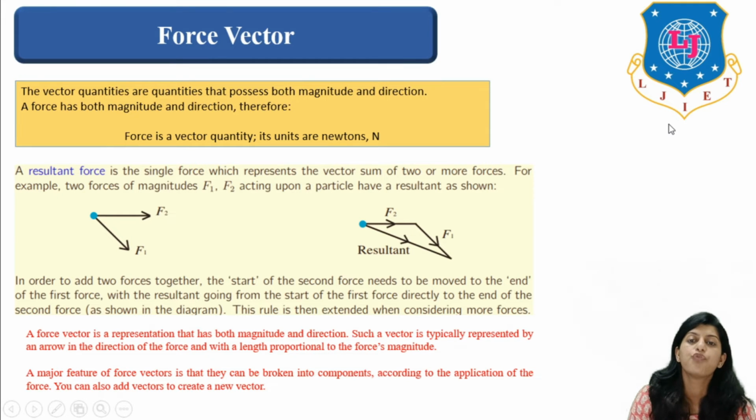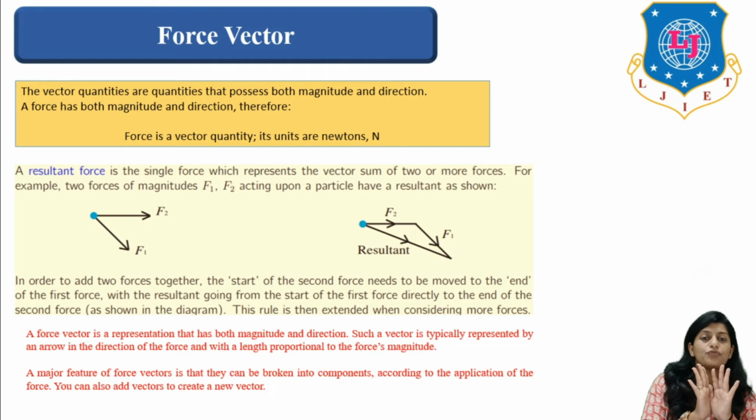Now let us define the force vector. So what do we mean by the term force vector? The vector quantities that have both magnitude and direction are termed vectors, right? And a force has both. Force has a magnitude and force has a direction, because whether you are applying it in terms of a push or in terms of a pull, in both cases there is a magnitude, that is how much force is applied, and there is a direction, that is in which direction you are applying the given force. So force is a vector quantity, and force can be represented using the unit Newton.